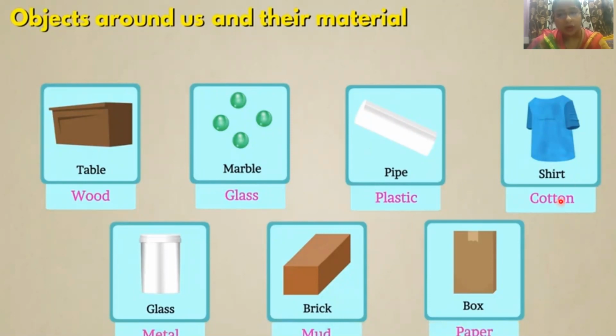Shirt is made from cotton. So cotton is a material and shirt is an object. Box is made from paper. So paper is a material, box is an object. Brick is made from mud. Glass is made from metal. So metal is a material and glass is an object.